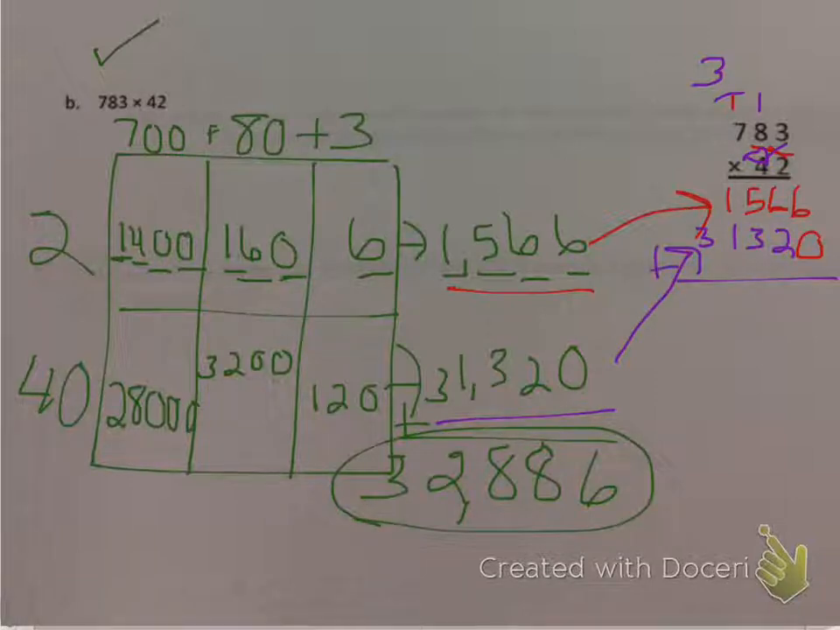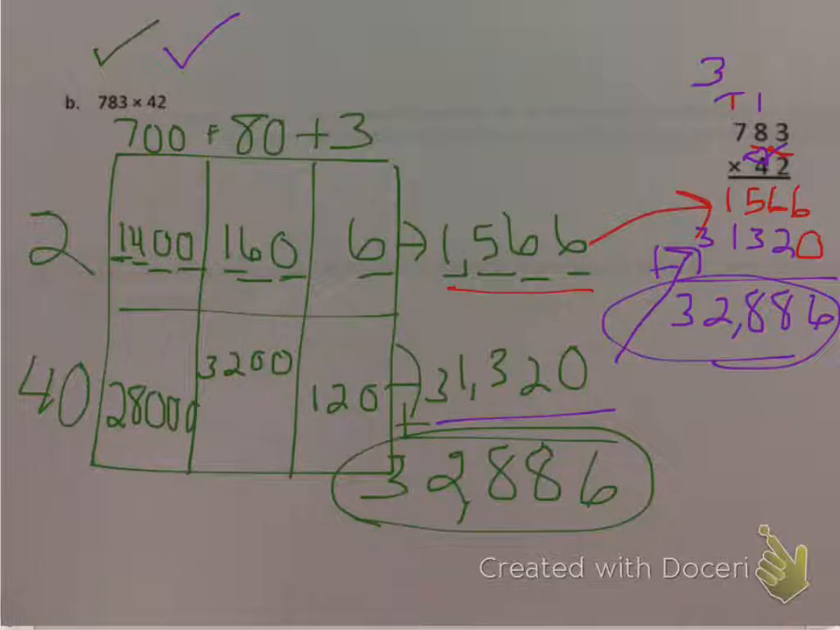Then I need to add those partial products together. 6 plus 0 is 6, 6 plus 2 is 8, 5 plus 3 is 8, 1 plus 1 is 2, and 3 plus nothing is 3. And I check to make sure both my answers are right, and they are. I make sure I answered all the parts of the question, and I did, so I'm done.